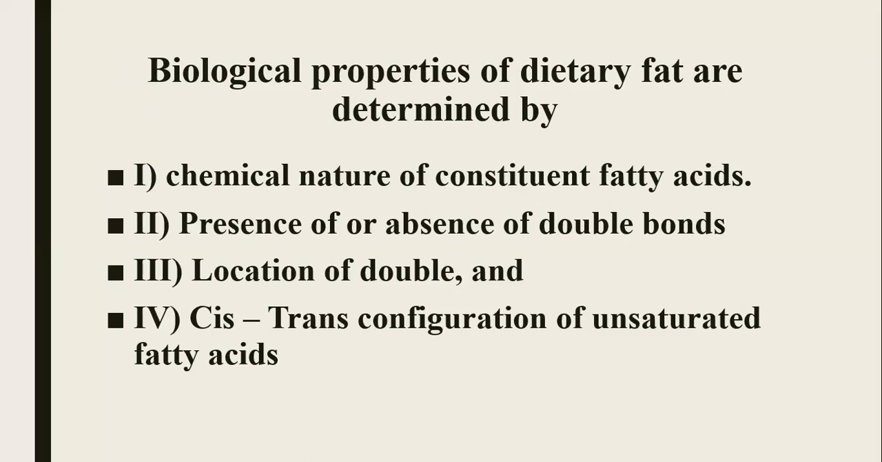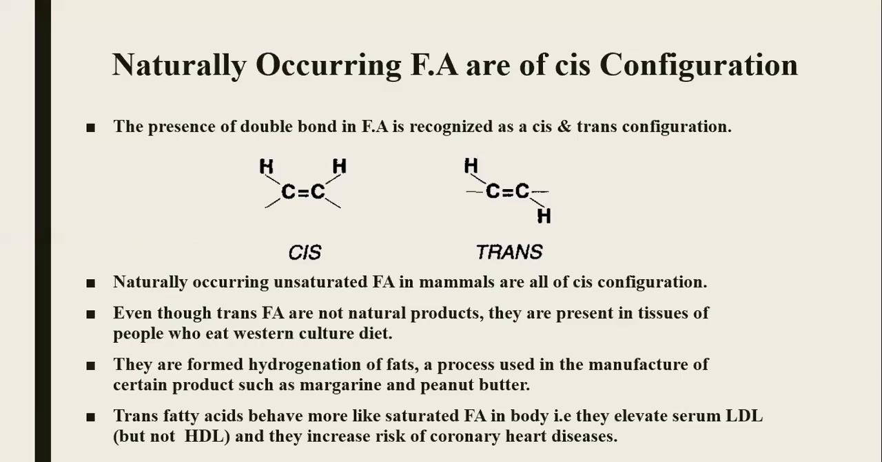Then the presence or absence of double bond classifies saturated and unsaturated, and then the location of the double bond is very important. With the location, we have already explained that unsaturated fatty acids have three series: omega 9, omega 6, and omega 3. And then cis and trans configuration of unsaturated fatty acid. This cis and trans configuration is very important to consider. Naturally occurring fatty acids are in cis configuration.